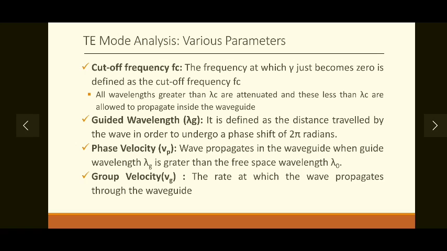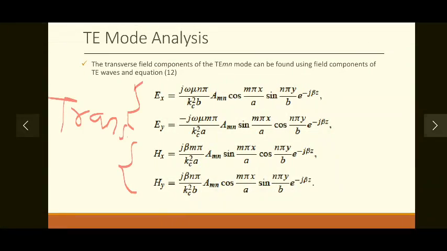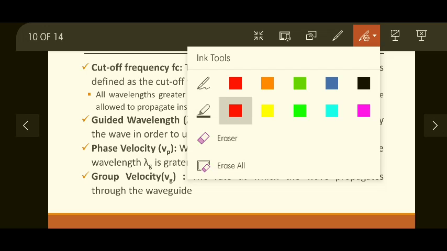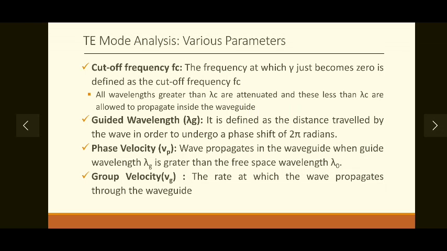Then guided wavelength, it is the distance traveled by the wave in order to go through a phase shift of 2 pi radians. Okay, so 2 pi radians means 360 degrees. So the guided wavelength tells us, for a total phase shift of 2 pi radians, how much distance the wave covers while traveling. Then phase velocity. Phase velocity is calculated when the guided wavelength is greater than the free space wavelength. Okay, so that gives you the phase difference and the phase velocity of the wave.